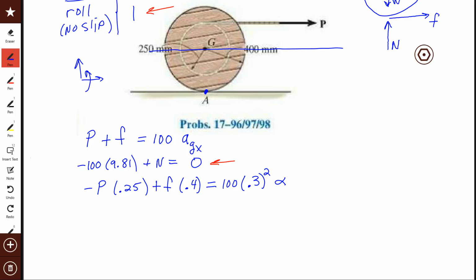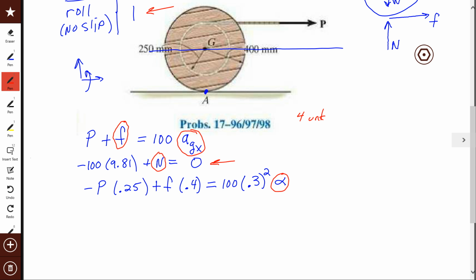Okay, so let's count the number of unknowns. I know P. I do not know F. I do not know the acceleration. I do not know N. I do not know alpha. So I have 4 unknowns, and I only have 3 equations. So at this point, students will typically panic, and they'll put a 0 in something. I don't know why, but they do. They'll tend to panic. That's not what you do.